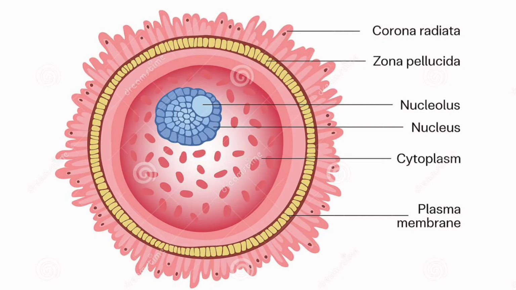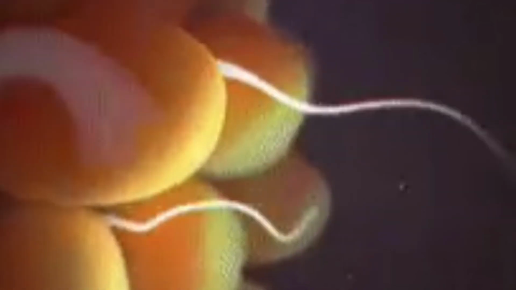Ovum has a protein on its outer surface known as fertilizin. Fertilizin is released from the cortical region of the ovum and it helps in binding of the sperm to the ovum. My dear students, it was all about the structure of the human ovum.